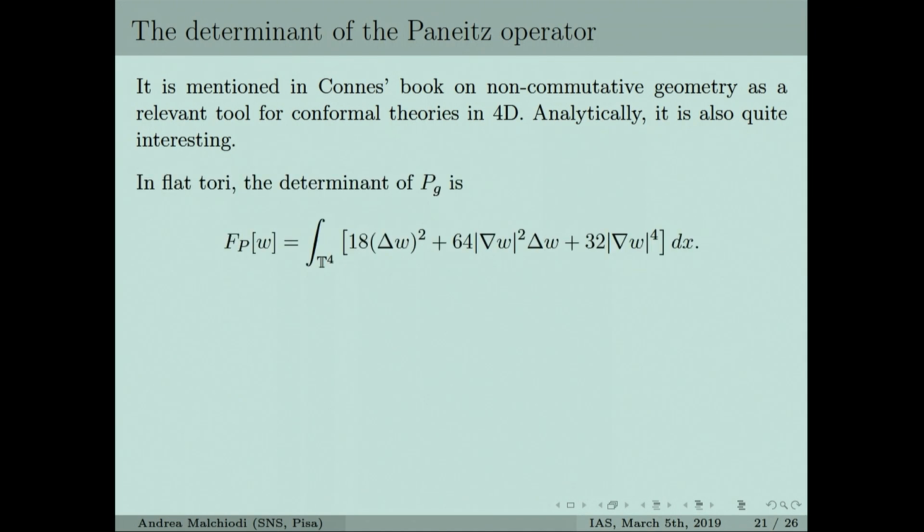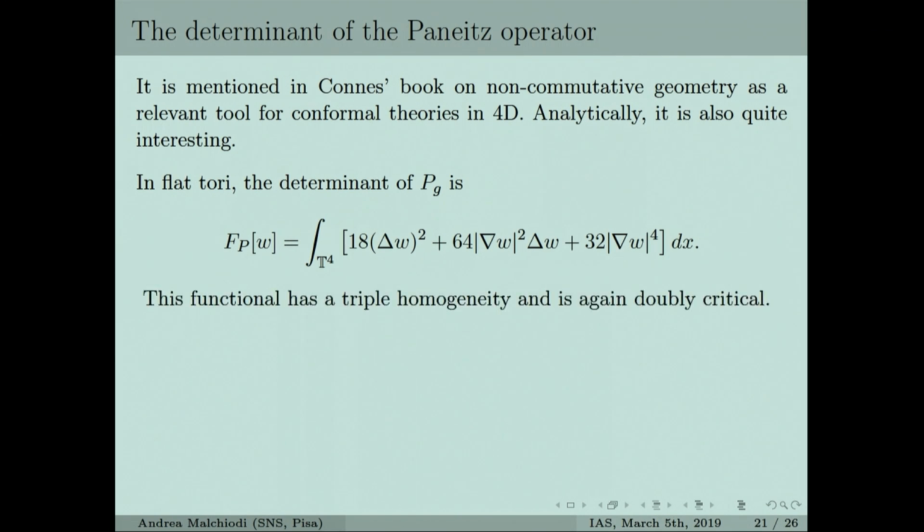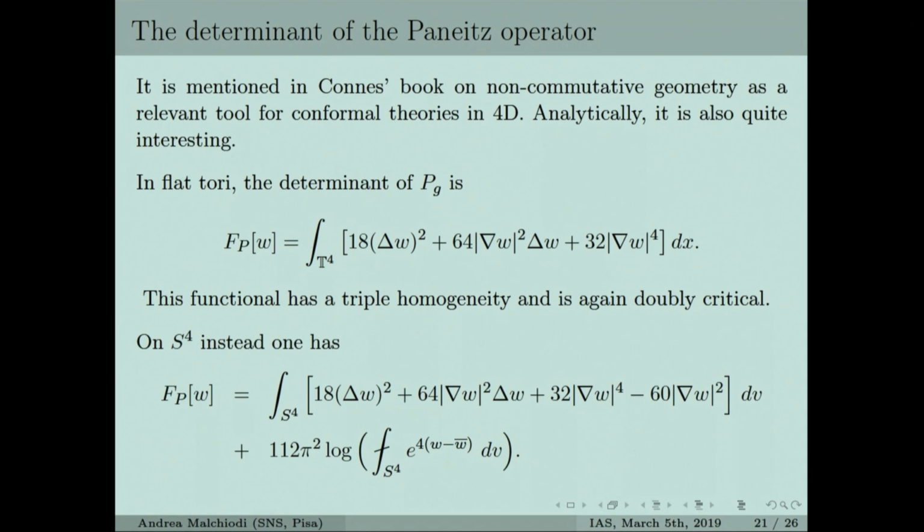So let me write it down for simple manifolds. The first one is, say, just a flat torus, no curvature terms. So it's a very clean expression. It has a triple homogeneity, and it's again doubly critical. So the three terms have three different homogeneities, but they scale in the same way. And that's another example on the sphere. So now the curvature is non-zero but constant. So you get some lower order terms and also some exponential term in this expression.